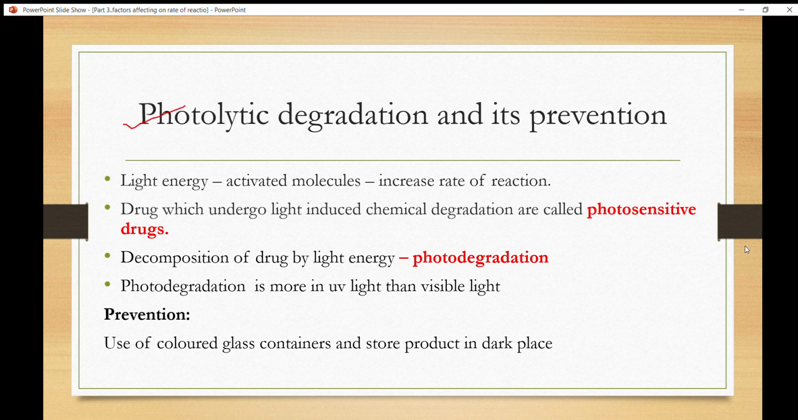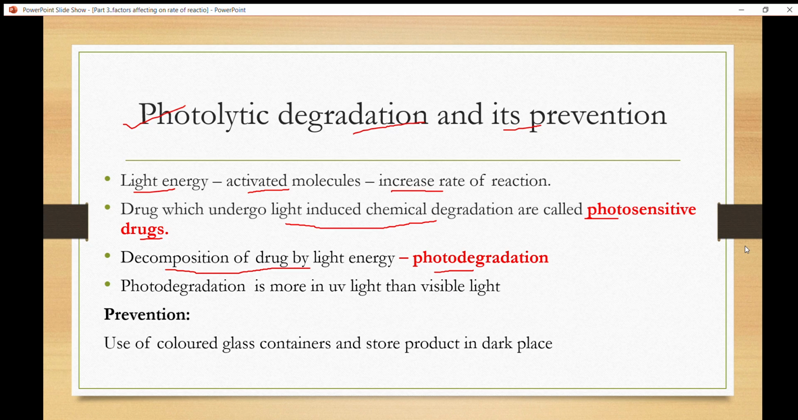The next part is photolytic degradation and its prevention. Sometimes this factor is also considered under the heading of chemical degradation of pharmaceutical products, and that factor is light energy. Light energy activates the molecules, and due to the activation of these molecules, the rate of reaction also increases. Drugs which undergo light-induced chemical degradation are called photosensitive drugs, and this process is known as photodegradation. Photodegradation means decomposition of a drug by light energy.